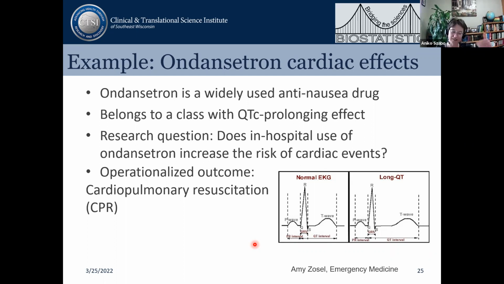The path to actual cardiac events is long. Just because the QT is prolonged doesn't mean somebody will have a heart attack, but it does increase the risk. So she wanted to look at that. The way we defined cardiac events was whether they needed CPR in the hospital. Clearly something is going badly if somebody needs CPR.